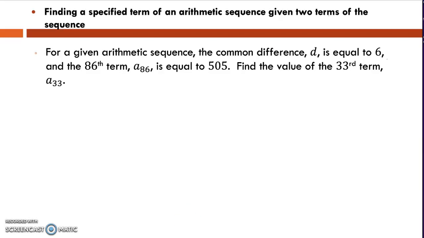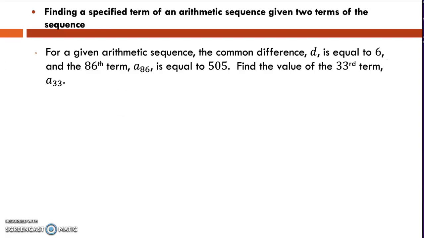Hey everybody, in this video we're going to talk about finding a specified term of an arithmetic sequence given two terms of the sequence. So we're given an arithmetic sequence that has a common difference equal to 6 and that the 86th term is equal to 505. The value of the 33rd term is equal to a sub 33. Okay, so we're supposed to find the value of the 33rd term.